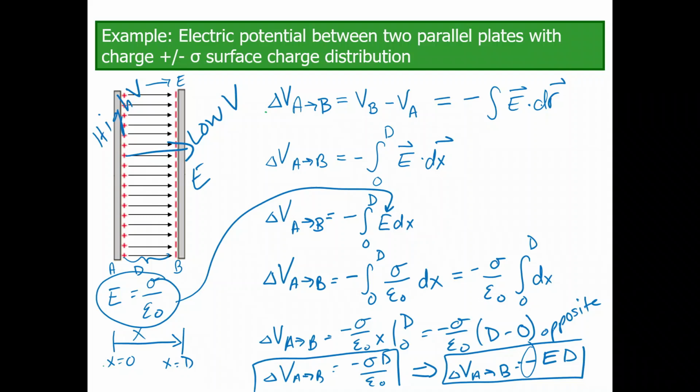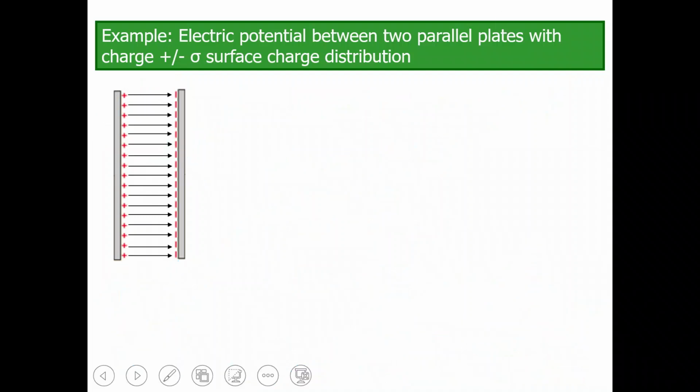Now, this equation is on your formula sheet, so you don't actually have to have it memorized, but you do have to realize that this is the potential for a parallel plate. It does not work for point charges or spheres or anything along those lines. Now that's one way to find the electric potential.